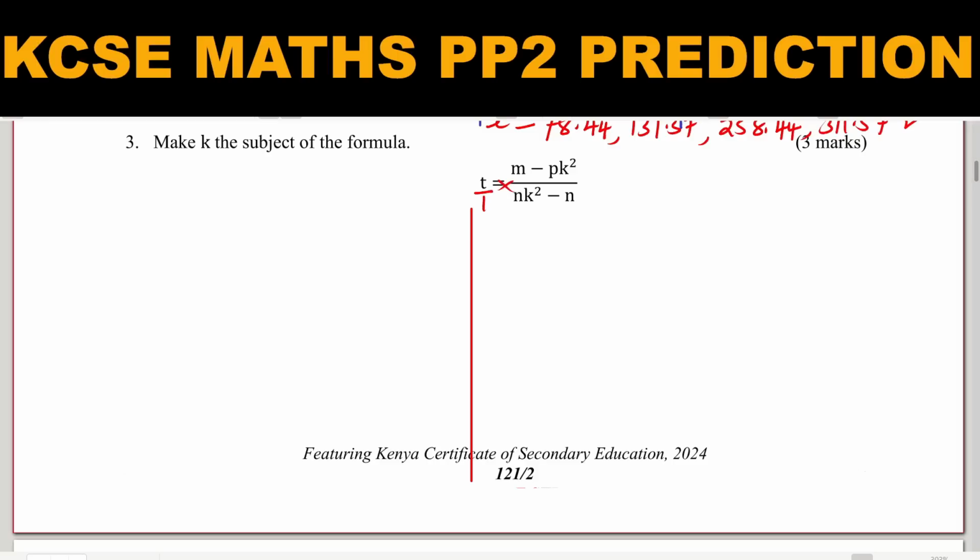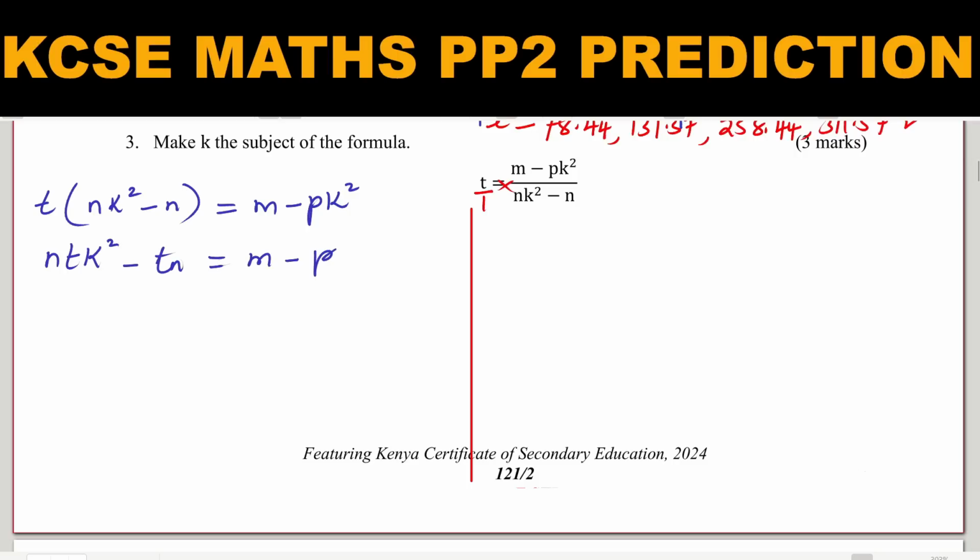So we shall have t multiplied by nk squared minus n is equal to 1 times m minus pk squared. Opening the bracket, we get ntk squared minus tn is equal to m minus pk squared.